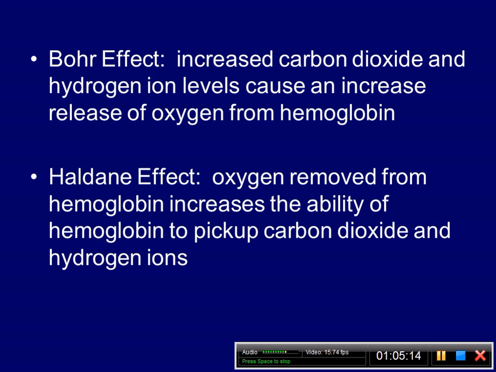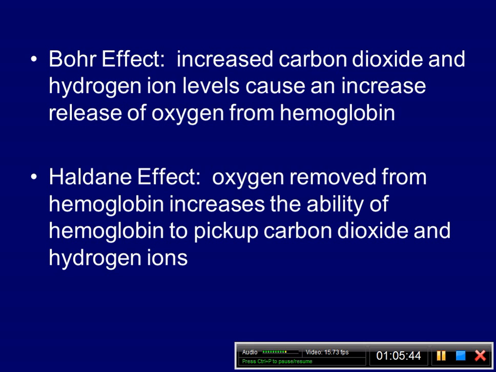Usually when you see some scientist's name on something they labeled, it's common sense. But these are two sides of the same coin. There's this guy, Bohr. He says that if you increase the CO2 and hydrogen levels, it makes the oxygen leave the hemoglobin. We already know that, right? You raise the CO2, you raise the acid, the oxygen leaves the hemoglobin and cruises on out into the tissues. Haldane says, nope, this is how it actually works.